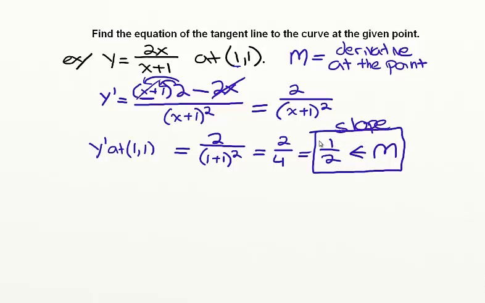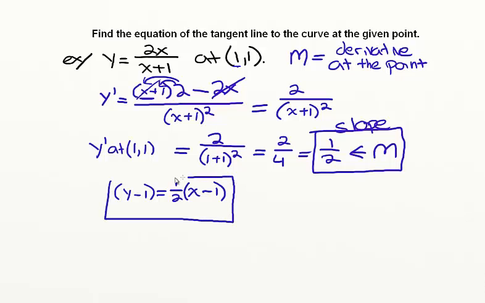So now we have the slope, and now we have a point, (1, 1). So we can plug this into the point-slope form. So that's going to be y minus 1 is equal to our slope 1/2 times x minus 1. And that's that.